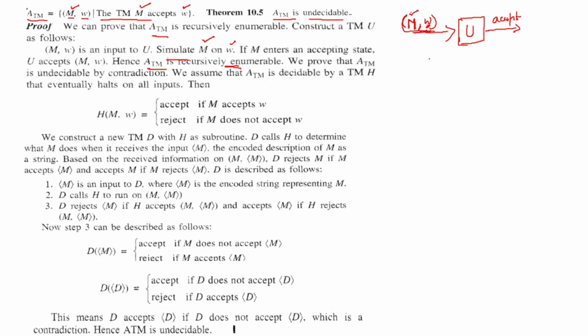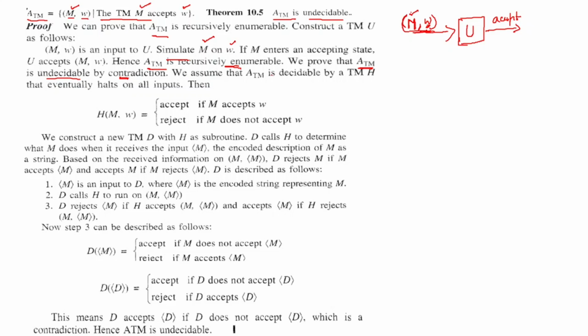Now further we have to prove that the ATM is undecidable by contradiction. So with the proof by contradiction, we are going to prove that ATM is undecidable. What do we mean by contradiction? First we assume that it is decidable, then with the concept of contradiction, we contradict the assumption and prove that it is undecidable. Let us see how that can be done.